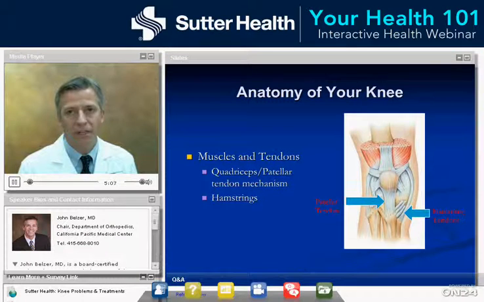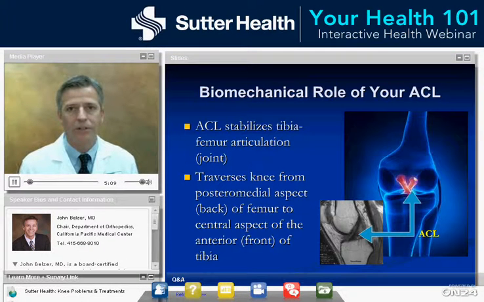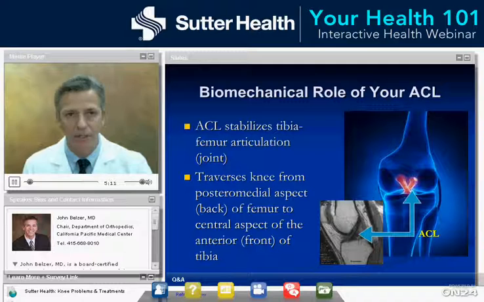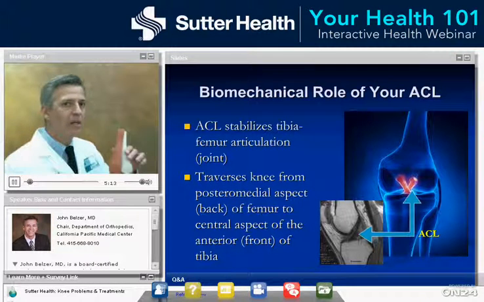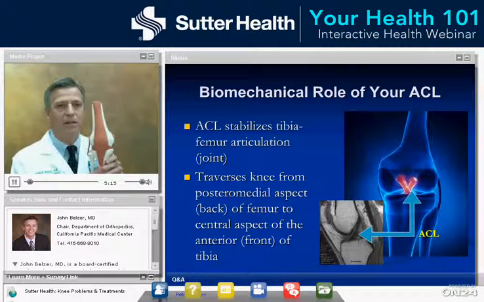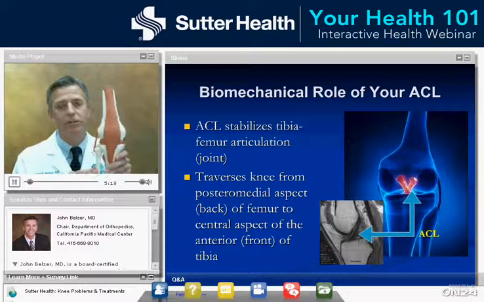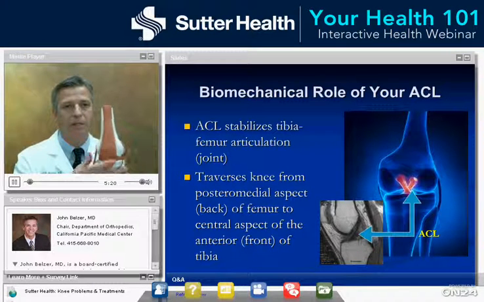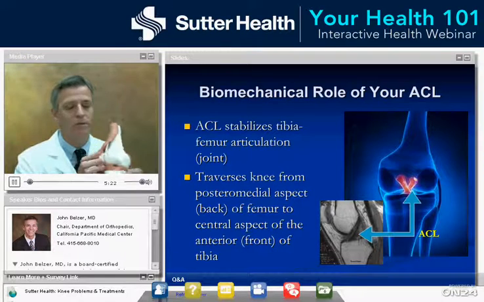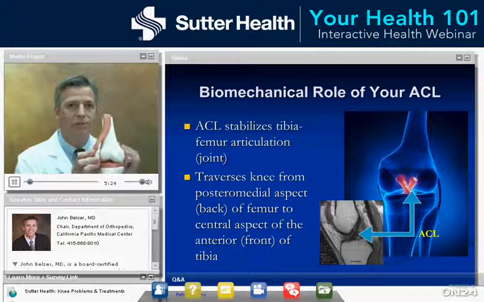Now, what is the biomechanical role of your ACL? Well, the ACL stabilizes the tibia-femur articulation. I have a model here I'm going to try and show you. I hope you can all see this. This is a right knee. Here's the fibula that you see here on the right-hand side, the femur and the tibia. Inside the knee joint, you can see the ACL deep inside the knee.